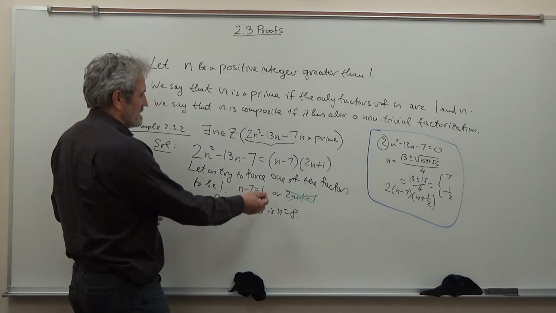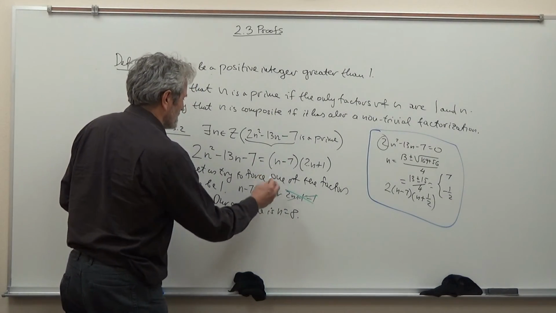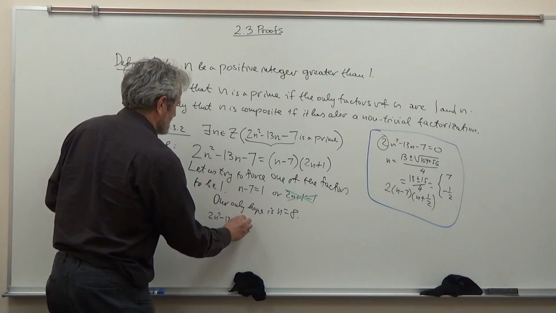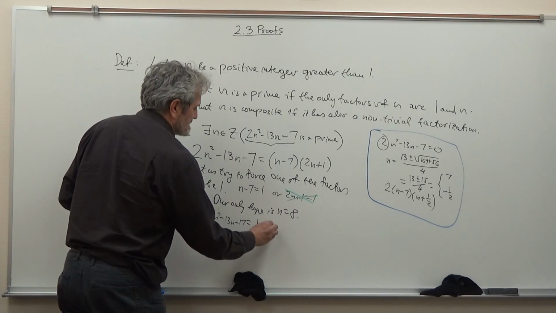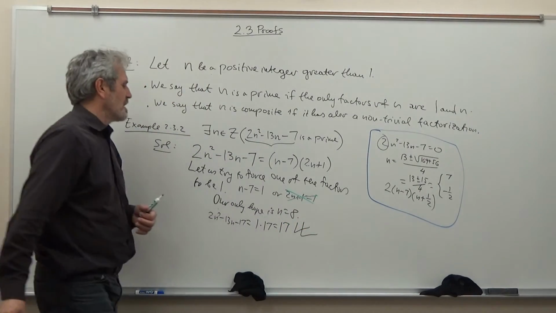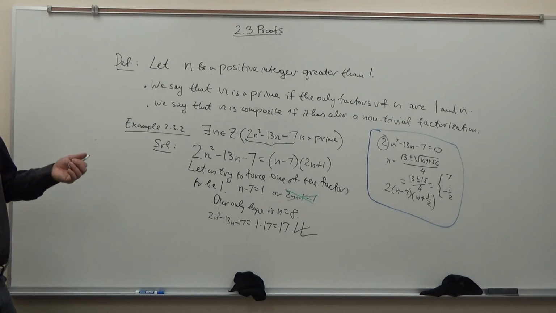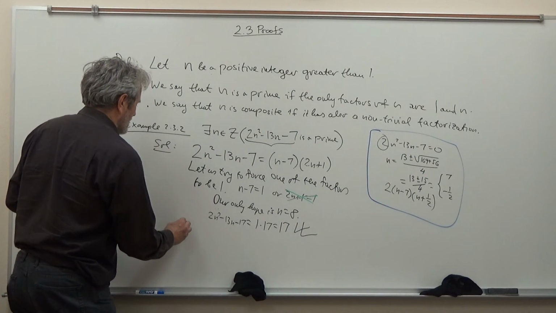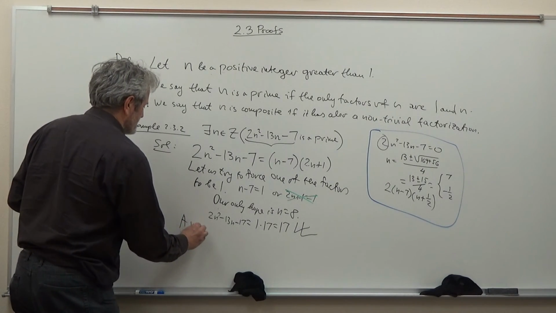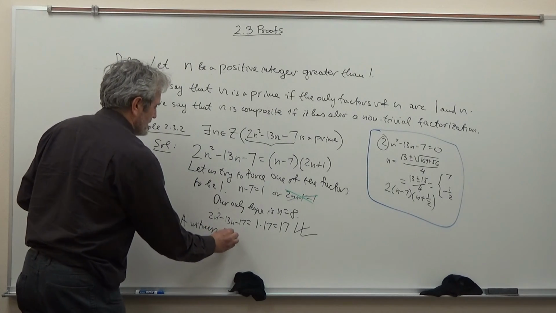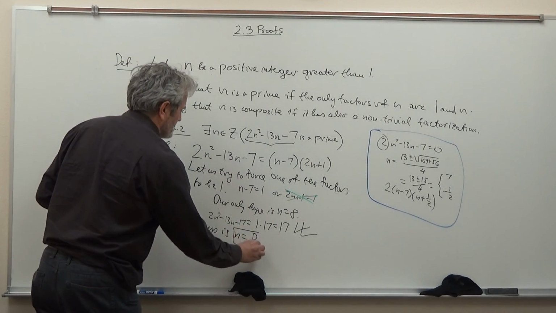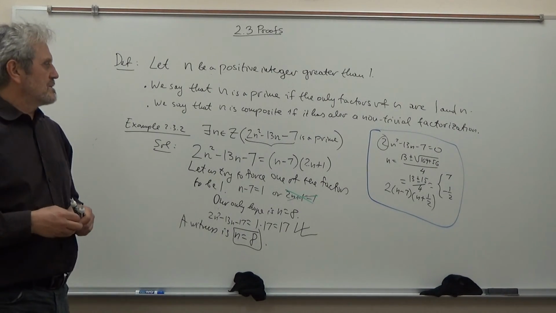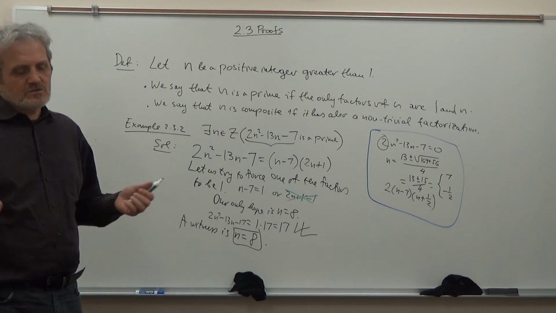So let's see what happens when n equals 8. When n equals 8, we'll get 2n squared minus 13n minus 7 equals 1 times 17, which is 17, which is a prime. So here it is. We actually found our witness. So the answer is yes. A witness is n equals 8, and the statement is true. So if it's an existential statement, then one of the straightforward proofs is just to find the witness.